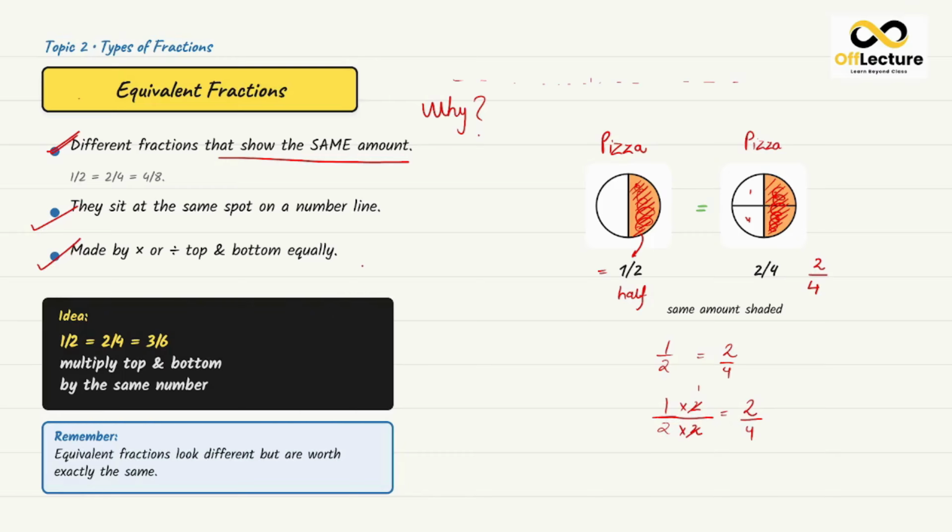One more example you can think of is like cutting a half roti into two pieces. Now there are two pieces, but it is still the same amount of roti. So equivalent fractions look different, but are worth exactly the same.